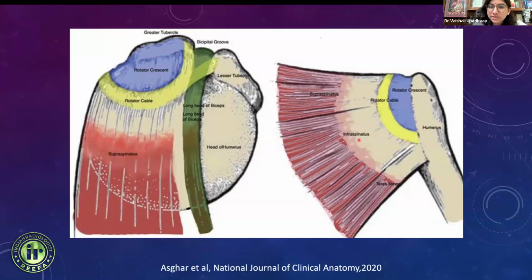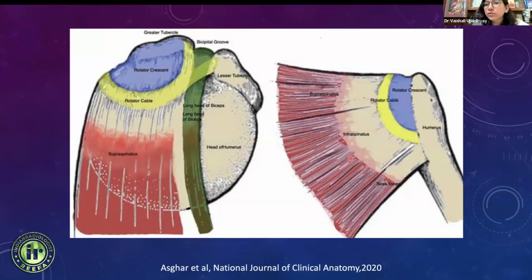But newer concepts and newer research, which have been published in the Journal of Bone and Joint Surgery, JBJS, say that the cable is not actually stress shielding the crescent, but the crescent itself is involved in force transmission during shoulder abduction.